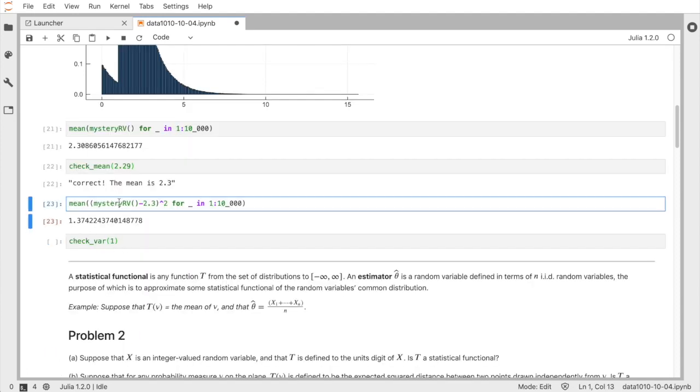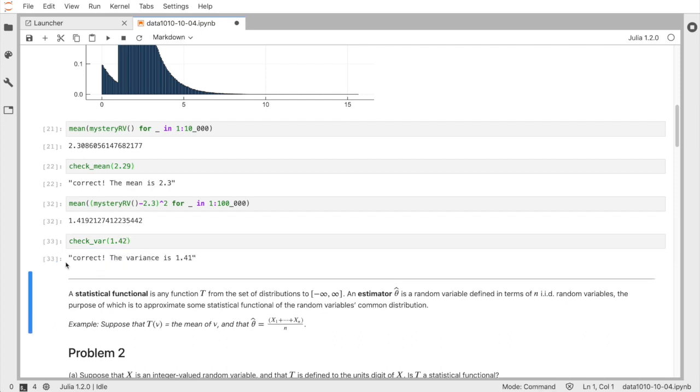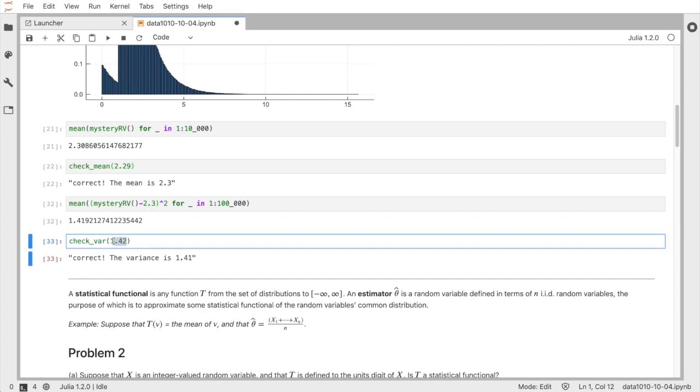So we get a value of 1.37. If we run it again, it's 1.4, 1.42. So there's a bit more fluctuation in this one. Let's use more observations. So 1.4 looks like it's typically around 1.42. So let's check whether that checks out. Yes, so the actual variance used to generate these observations was 1.41, and that's pretty close to what we got with this Monte Carlo approach.